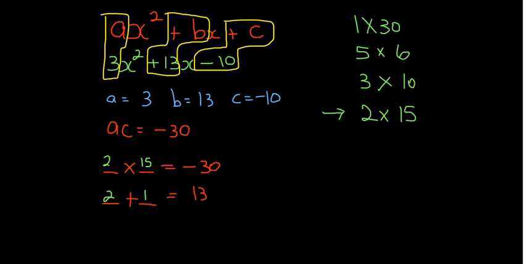So 2 plus 15. Now, as it is, 2 plus 15 is going to give me 17. I want to get a positive 13. If my result is positive, that means my larger number has to be positive. So this is the reason why 2 is going to be negative. So I have a negative 2. Negative 2 by positive 15 is going to give me the negative 30 I want, and negative 2 plus 15 is going to give me the positive 13. So in both scenarios, they work out well for us.